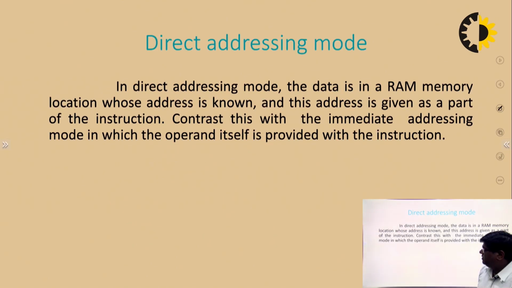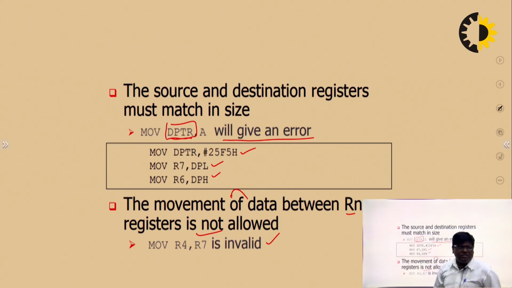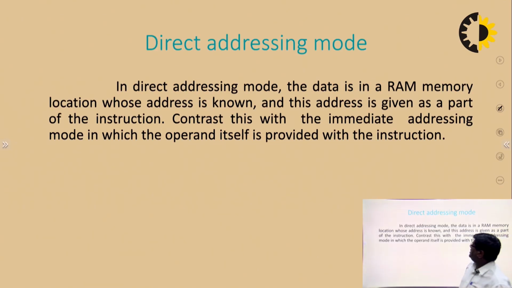Now we move on to the third addressing mode. That is very simple. That is the basic terminology. We understand only this register. Now, the indirect addressing mode.